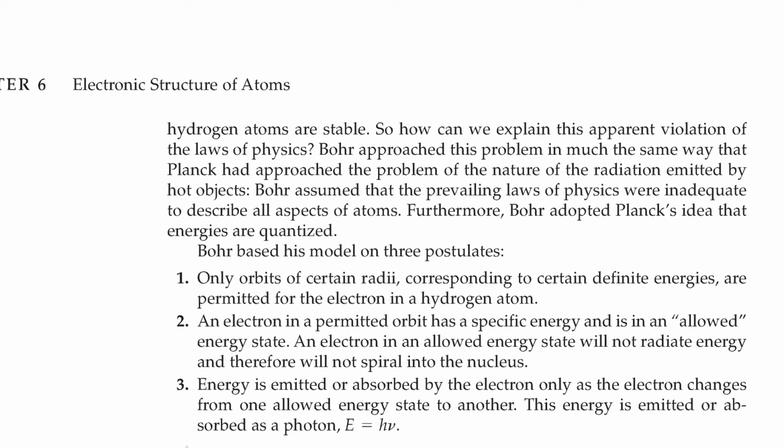Bohr based his model on three postulates. 1. Only orbits of certain radii, corresponding to certain definite energies, are permitted for the electron in the hydrogen atom. 2. An electron in a permitted orbit has a specific energy and is in an allowed energy state. An electron in an allowed energy state will not radiate energy and therefore will not spiral into the nucleus. 3. Energy is emitted or absorbed by the electron only as the electron changes from one allowed energy state to another. This energy is emitted or absorbed as a photon, E equals h nu.